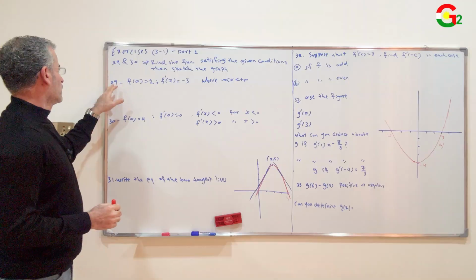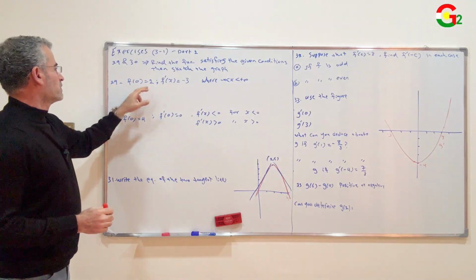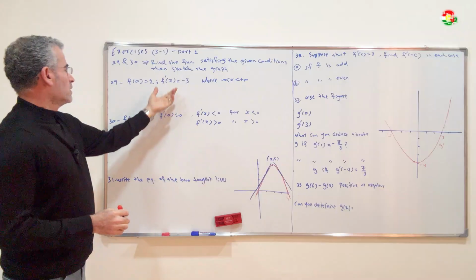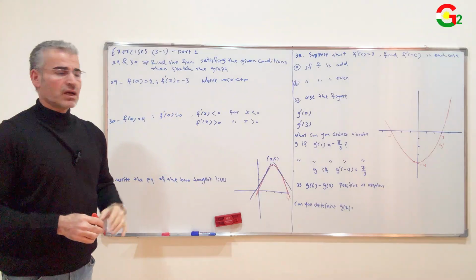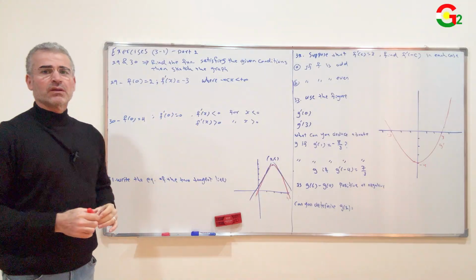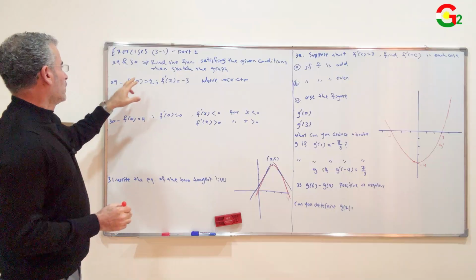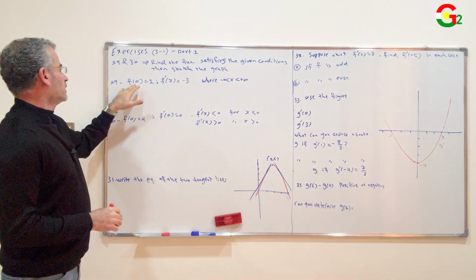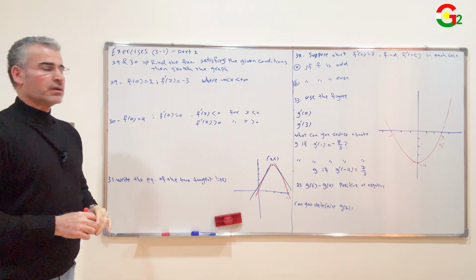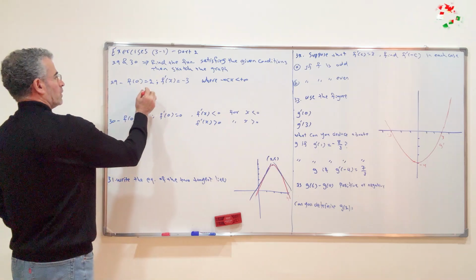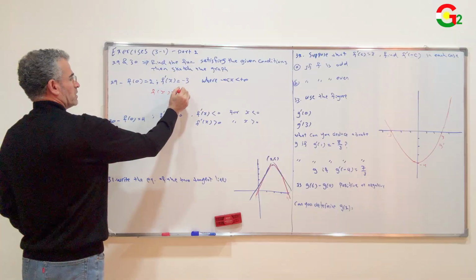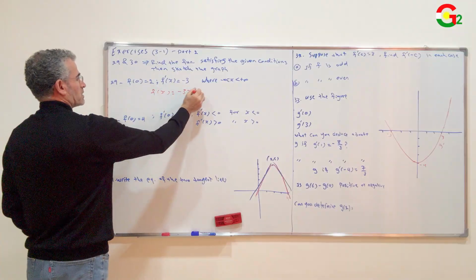For question 29, f of 0 equals 2 and f prime of x equals negative 3. Since the derivative is a constant, the function is linear with slope equal to negative 3 and y-intercept equal to 2. Therefore, the function satisfying this condition is negative 3x plus 2.